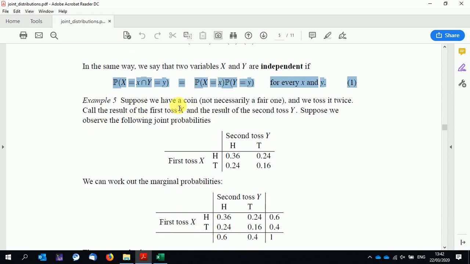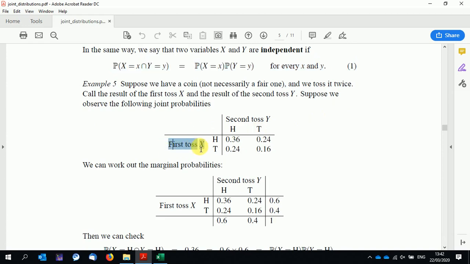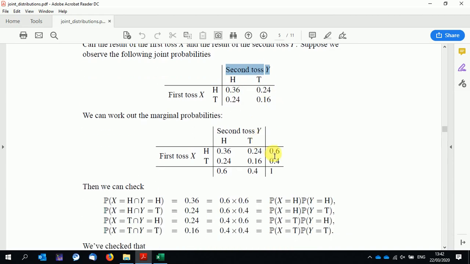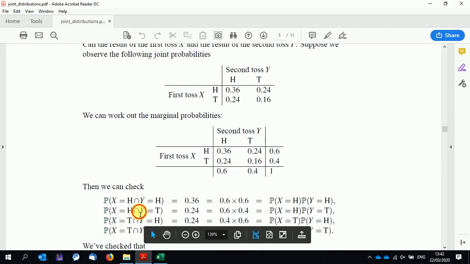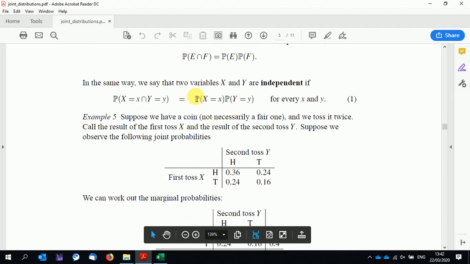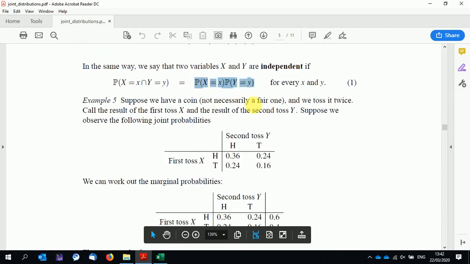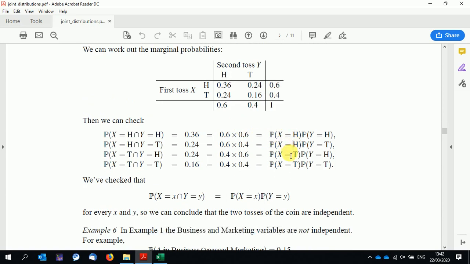Similarly, we can check for independent variables if this is satisfied. So let's focus on this one now. Suppose we have a coin, not necessarily fair, and we toss the coin twice. The first toss is X, the second toss is Y, and the probability is given to you. You are expected to find the conditional probability, which means the sum of these numbers will give you 0.6, and so on and so forth. If you want to check whether they are independent, find the left hand side here, here, and test it with the right hand side, which is here, here, here, and here.